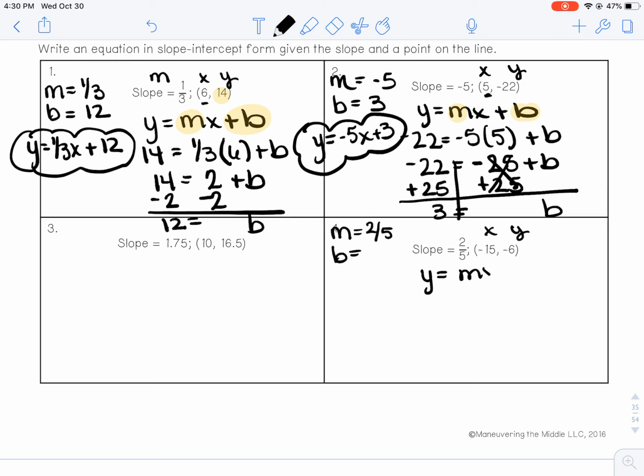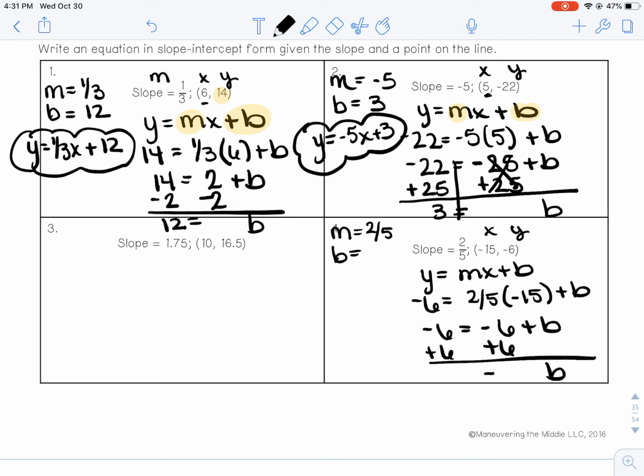Y equals mx plus b. Okay, and I know that in this case, y is negative 6. M is 2/5, x is negative 15, plus b. So if I multiply 2/5 times negative 15, that is going to give me a negative 6 plus b. Okay, solve that one-step equation. How do I remove a minus 6? I'm going to add it to each side. And b is going to equal 0 because that cancels out.